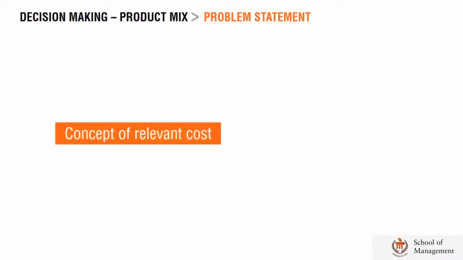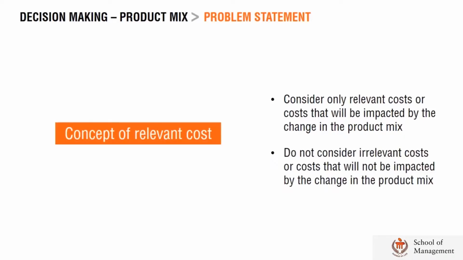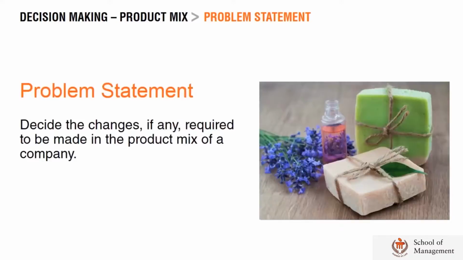Now, relevant costs are costs that will be impacted by the decision to change the product mix. In other words, we do not consider costs that are not impacted by the decision, and we use only the costs that change because of the change in the decision after the product mix. The problem statement is: decide the changes, if any, required to be made in the product mix of a company.